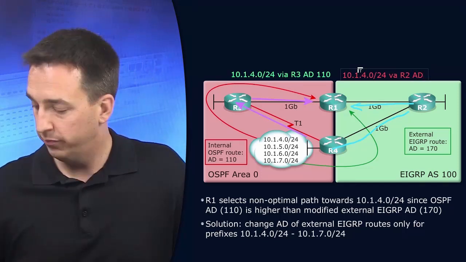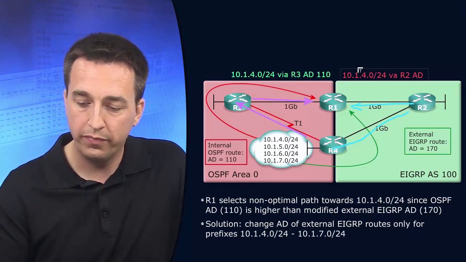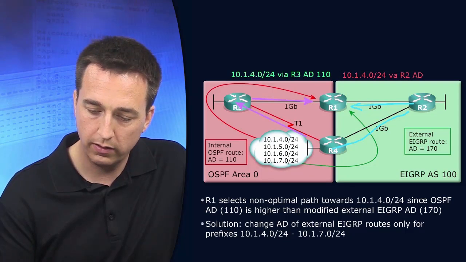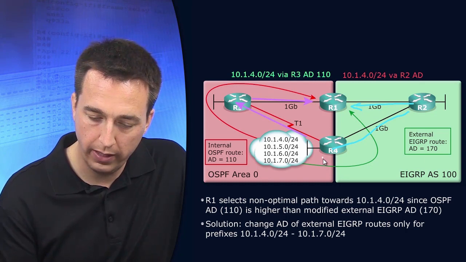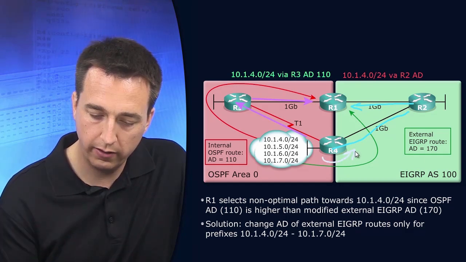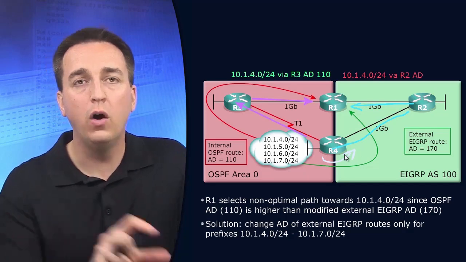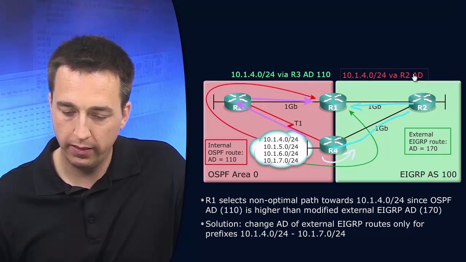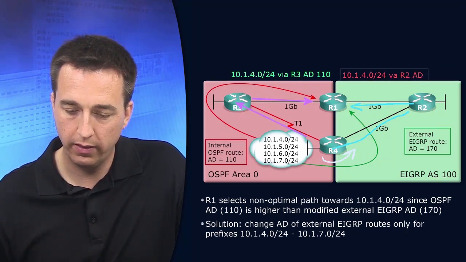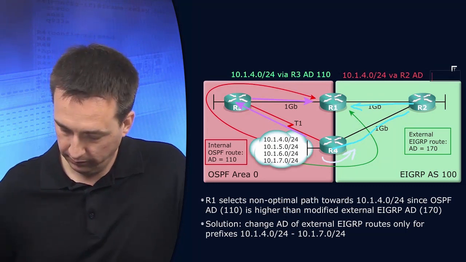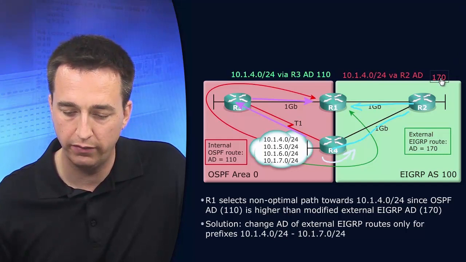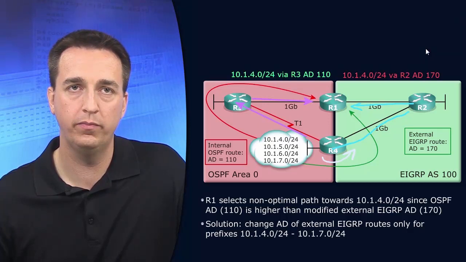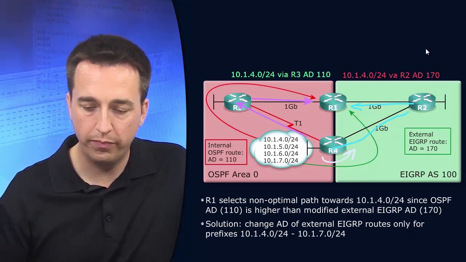Now be careful. Be careful. What is happening on R4? On R4, we are performing what? Right, we're redistributing, redistributing from OSPF into EIGRP. As a result, what is the AD? That's right. It's the external administrative distance of EIGRP we're looking at: 170.